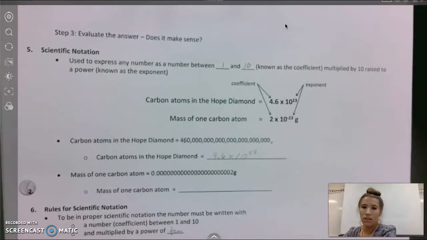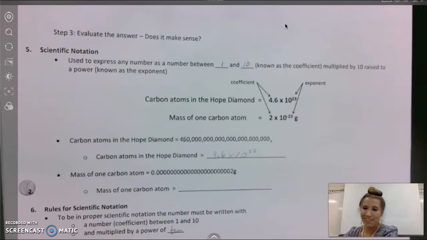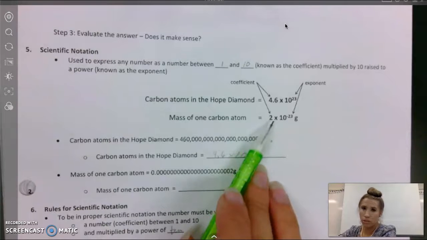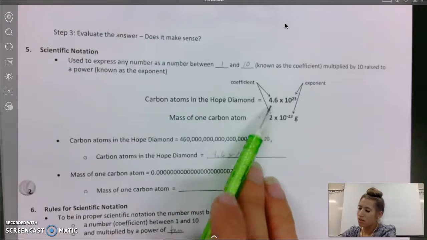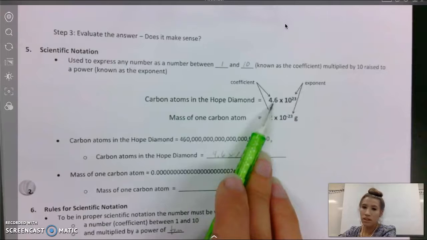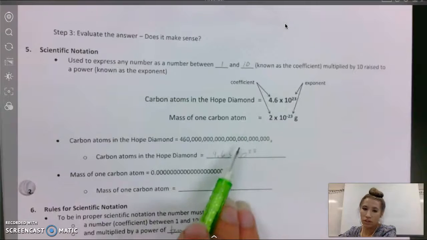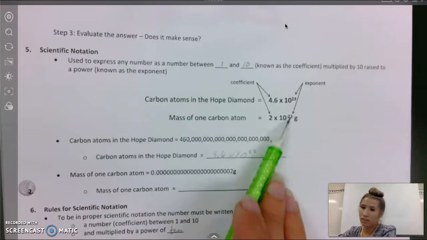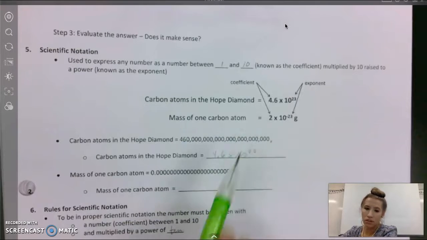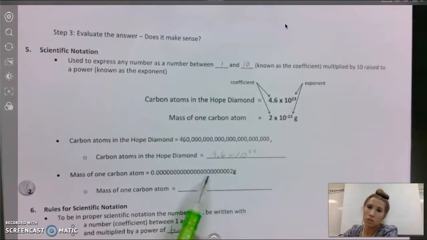Now, when the exponent is negative, we're taking our coefficient and we're making it smaller. Okay, so one more time. If the exponent is positive, we're making our coefficient larger, but if our exponent is negative, we're making our coefficient smaller. See how that's much smaller than 2? And the decimal places that we're counting and moving over are going in the opposite direction.